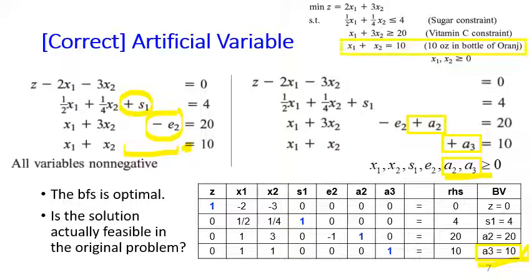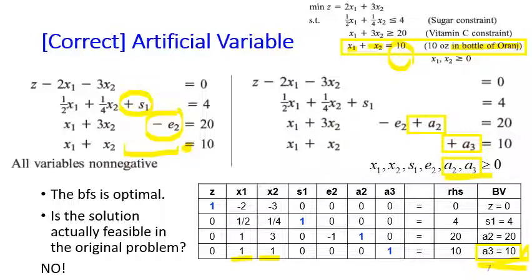It means that corresponding to this constraint, if this is the solution, the bottle of orange that you produce contains 10 ounces of nothing. Why? Because a3 is an artificial variable. It does not exist in the problem. It does not exist in the world. So it's just nothing, right? x1 is a non-basic variable, so x1 equals 0. x2 is also a non-basic variable, so x2 equals 0. So this is 0 and this is also 0. So the bottle of orange that you produce contains nothing. It means that this is a solution that is not feasible.